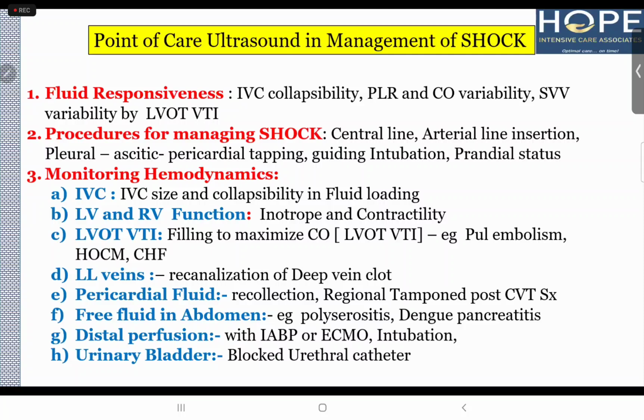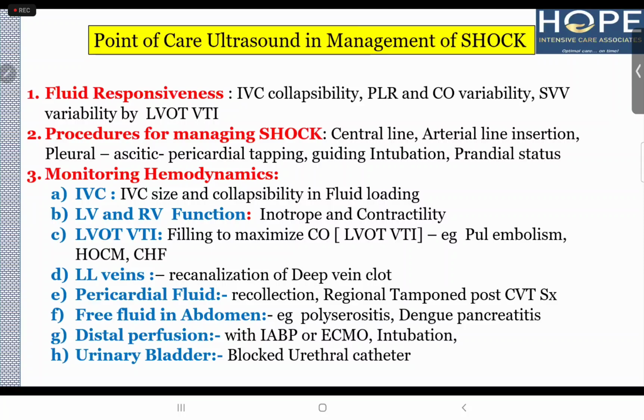I could also discuss the role of ultrasound in putting in central lines and arterial lines, and in ascitic and pericardial tapping, but that is out of scope for today's discussion. But this is an especially important role of ultrasound in treating shock and its causes.